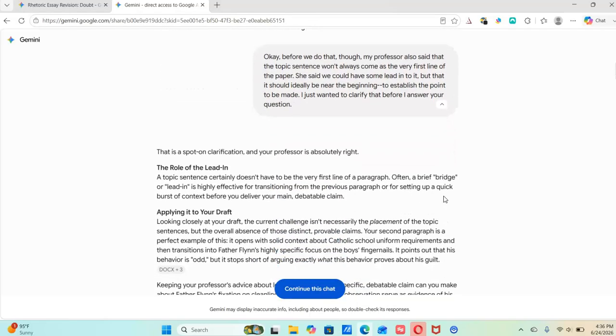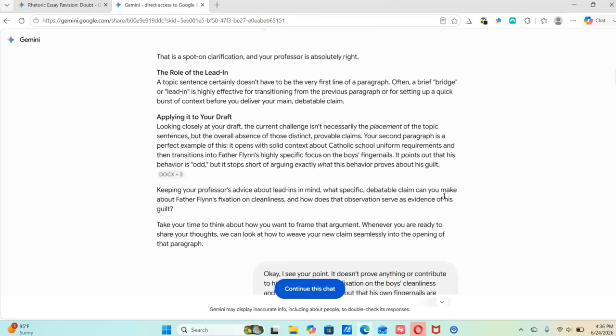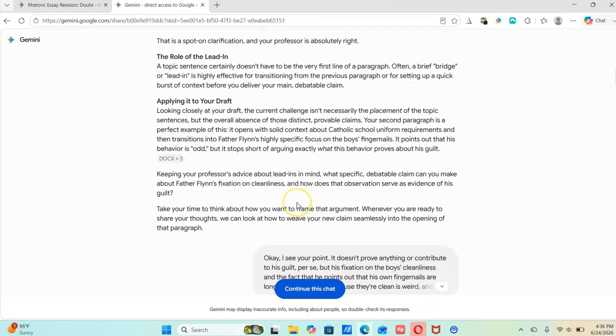And it says, oh yeah, you're right, that's true. Let's apply that to your draft. But notice that it's not giving me any answer here. It's prompting me to come up with a topic sentence that would fit for that particular section.